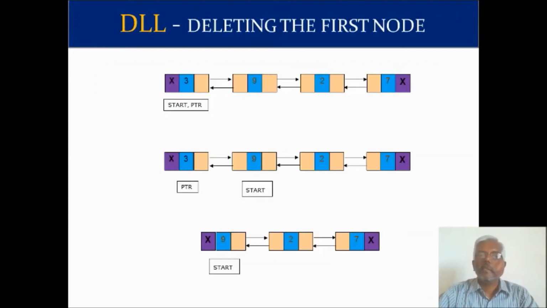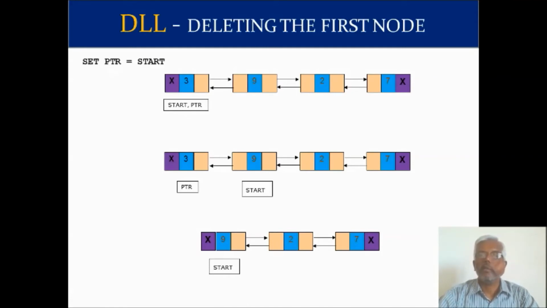Now we see the algorithm for deletions. In that, the first one is deleting the first node. Now we have the doubly linked list with 4 elements, 3, 9, 2 and 7. As usual, start points to the first node of the doubly linked list, and we introduce a new variable called pointer, which once again points to the first node by using the statement set ptr is equal to start.